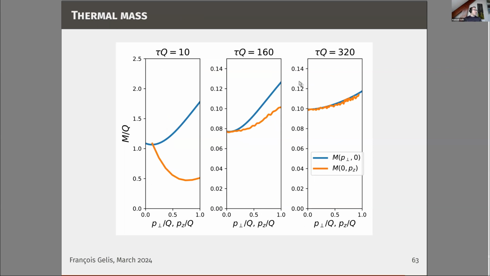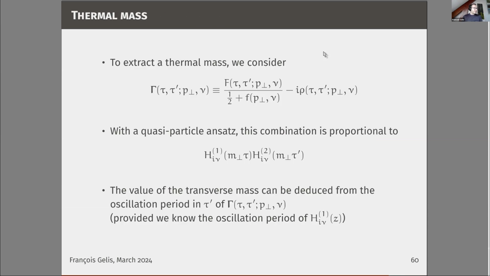So now what I'm showing on this series of 3 plots is the extracted thermal mass. Here capital M is the extracted mass from which we subtract the bare renormalized mass. So it's a thermal contribution to the mass as a function of momentum. The orange curve shows the PZ dependence and the blue curve shows the P-perp dependence at various times. So here I should maybe go back here.